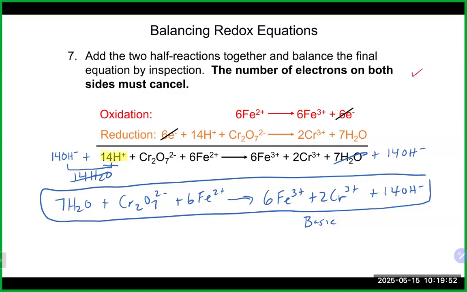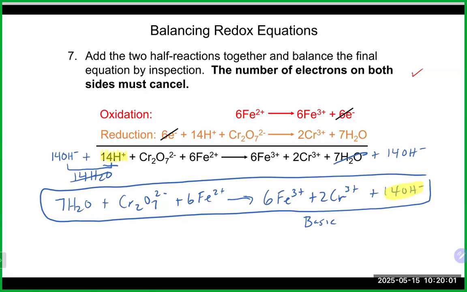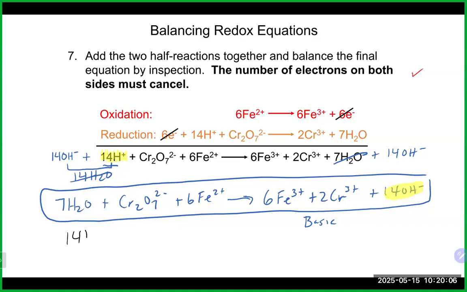By the way, I know it's basic conditions because in this equation, I don't see H plus, but I do see OH minus. So again, I know it's basic conditions in this case. And it should still be balanced when you do that. So again, we have 14 hydrogens there, we got 14 over there. We got 7 oxygens there, and 7 more is 14 oxygens, 14 oxygens over there. We got 2 chromiums on the left, 2 on the right, 6 irons on the left, and 6 irons on the right. So we're balanced.